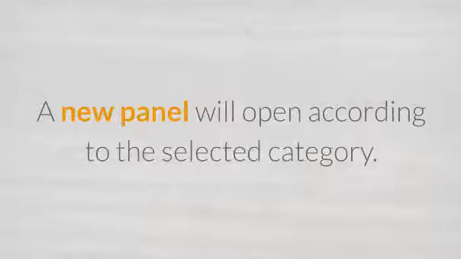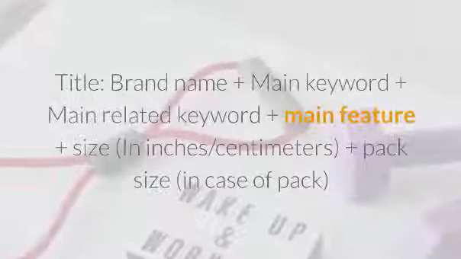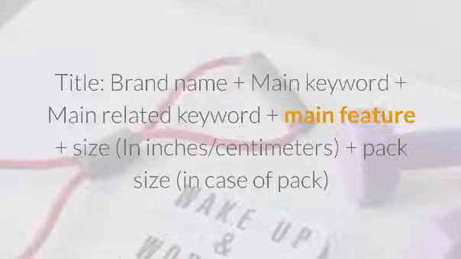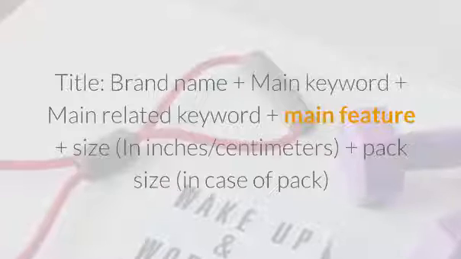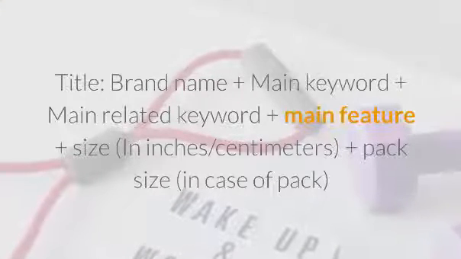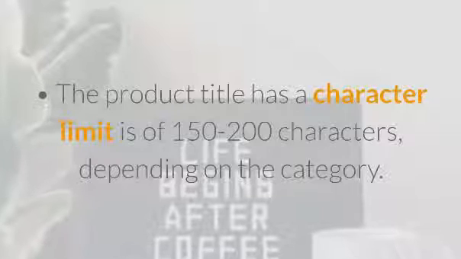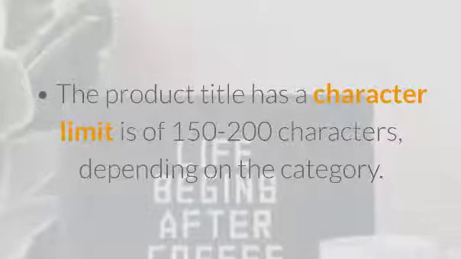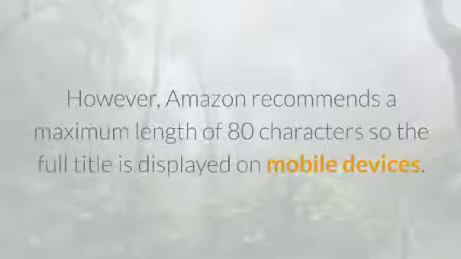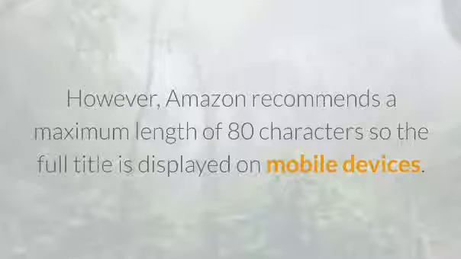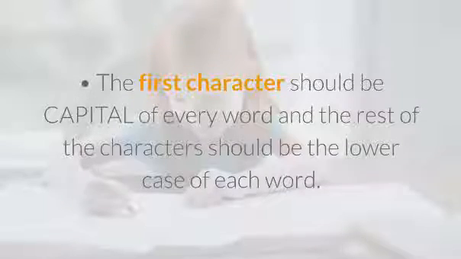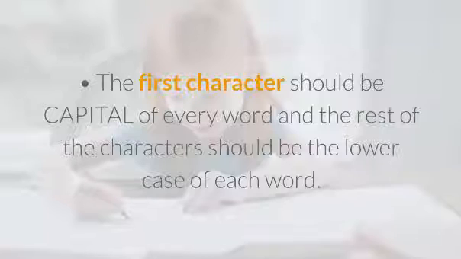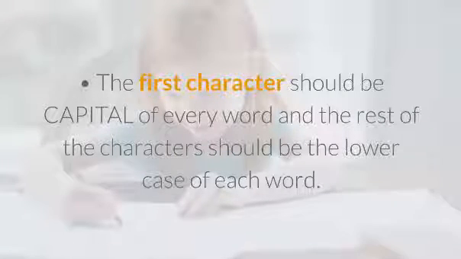After selecting the category, a new panel will open according to the selected category. Title: brand name, main keyword, main related keyword, main feature, and size in inches or centimeters, plus pack size. The product title has a character limit of 150 to 200 characters, depending on the category. However, Amazon recommends a maximum length of 80 characters so the full title is displayed on mobile devices. The first character of every word should be capital and the rest of the characters should be lowercase.